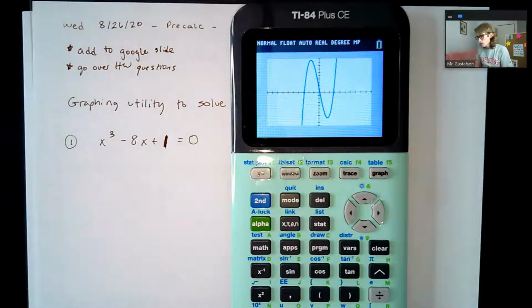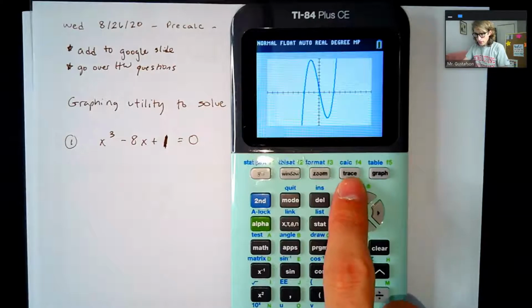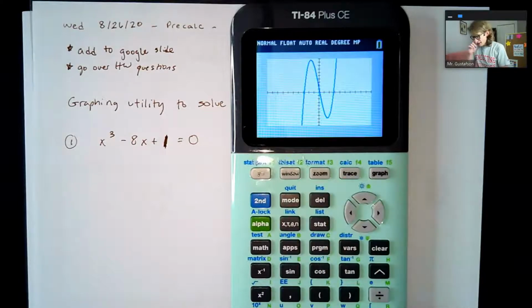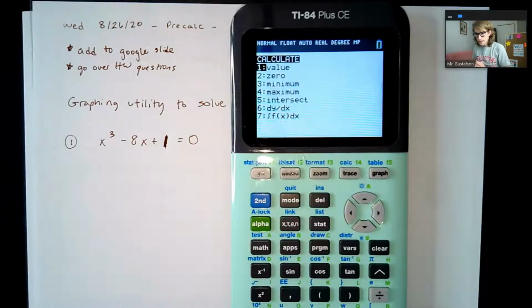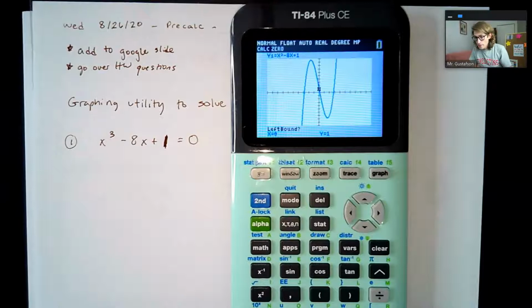So how do we do this? The first method, and they're both going to be found in this trace guy. You have to hit second, trace to bring up our calculate menu. And when we have something equal to 0 and we want to solve for the values that make that happen, we're actually going to just go to 0. Now the calculator is going to give you 3 prompts. It's going to say left bound, right bound, and then guess.